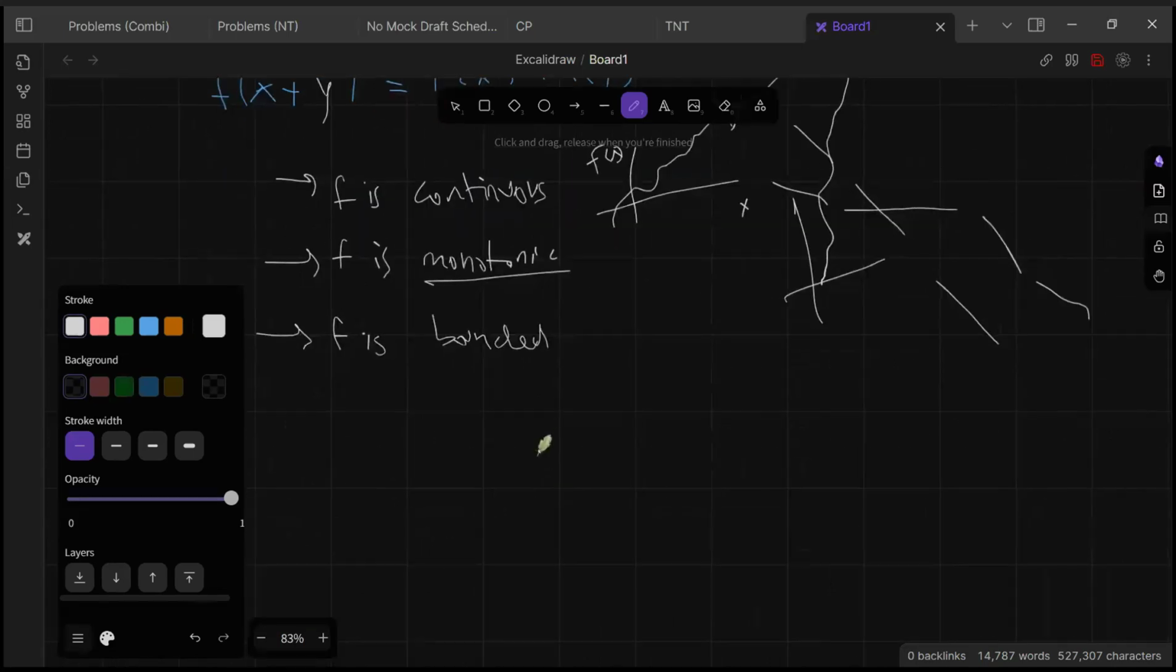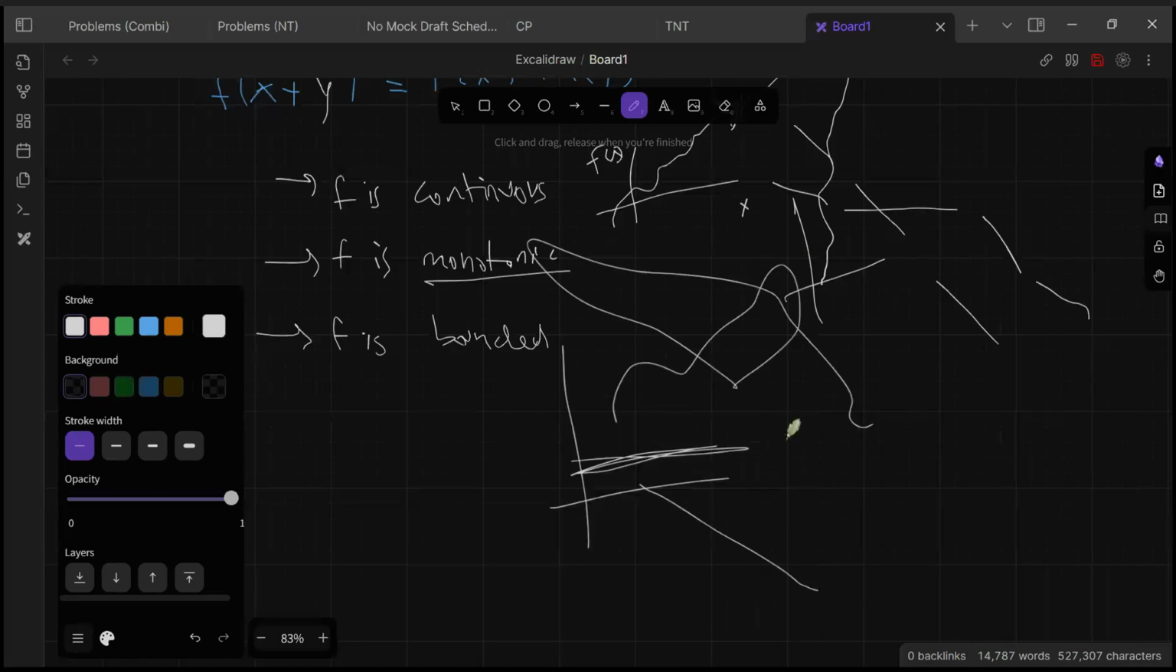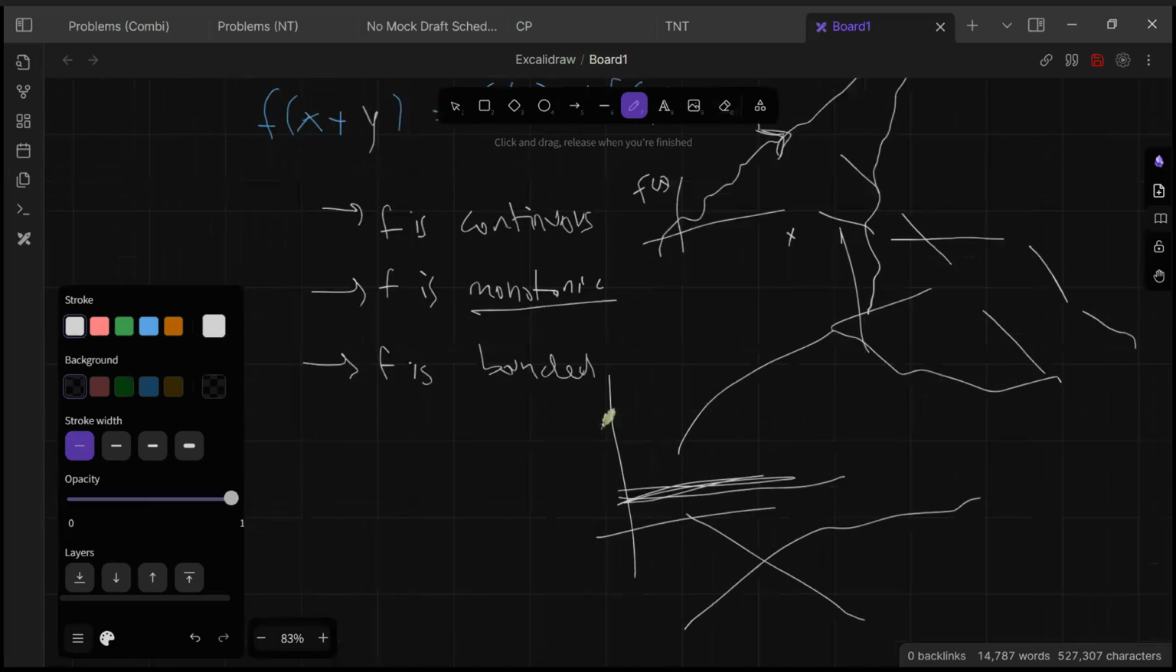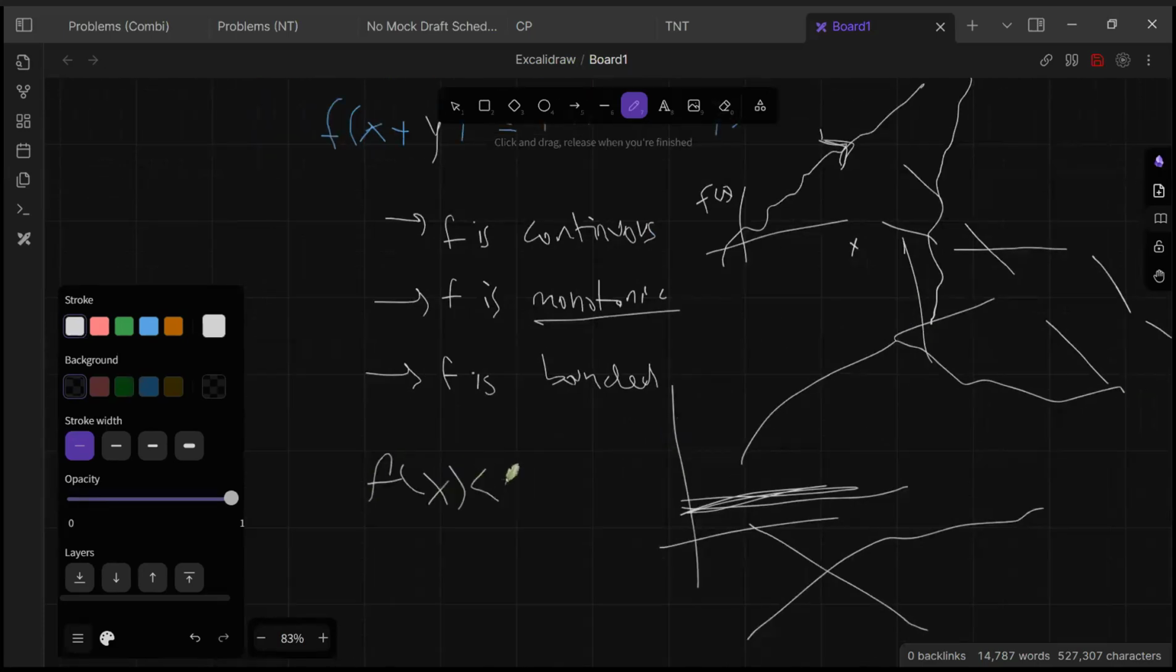And bounded means that f will not take any values above a certain point or below a certain point. It can be like this, it can be like this, whatever, not intersecting of course. But it's either bounded above or bounded below. There is some value m for which f of x won't be lesser than m, or maybe f of x won't be greater than m.